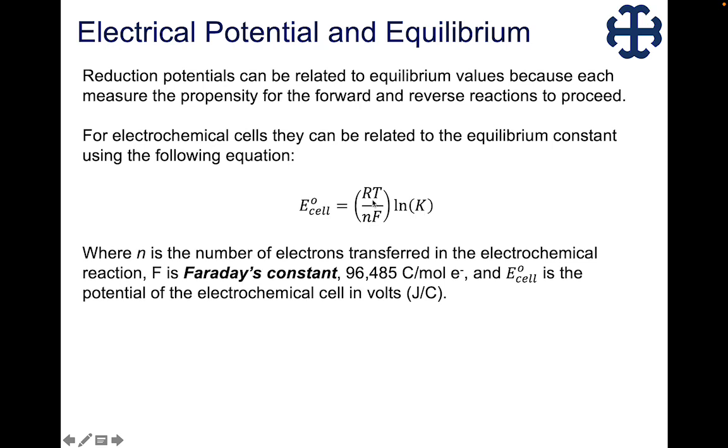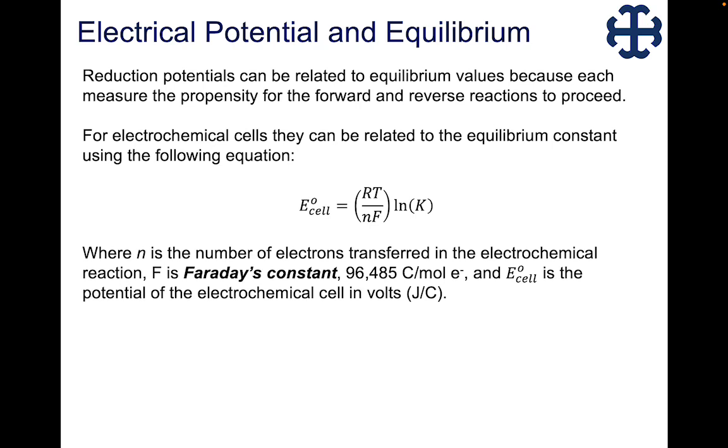So our dear friend R, which is 8.314 joules per mole Kelvin, temperature being in Kelvin, n being the number of electrons transferred, and then F being a new constant called Faraday's constant, which is essentially a way for us to keep track of charge. This is a value given to you on your equation sheet, but Faraday's constant is 96,485 coulombs per mole of electrons.